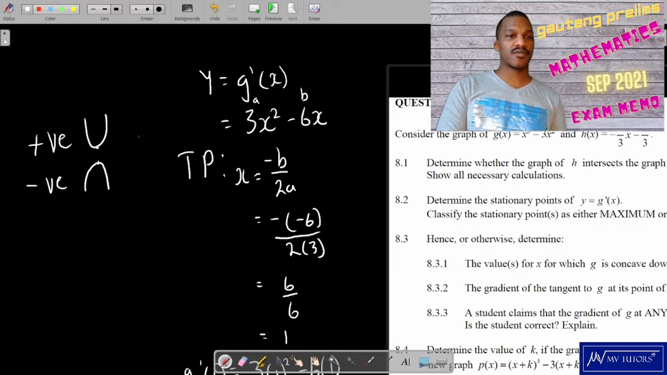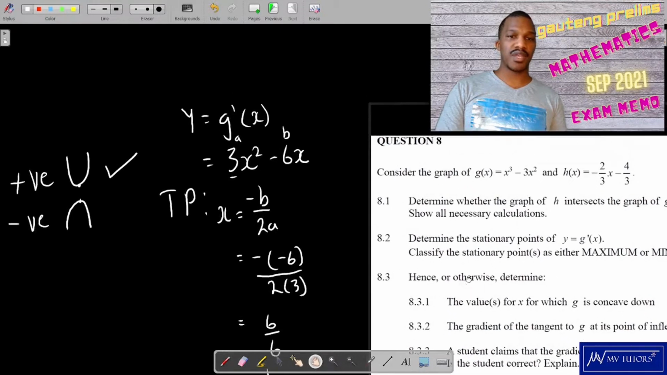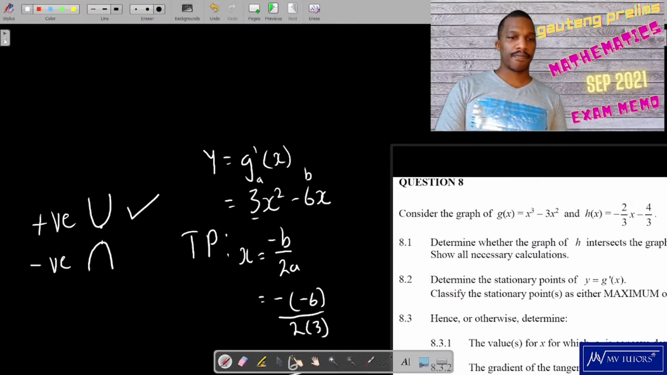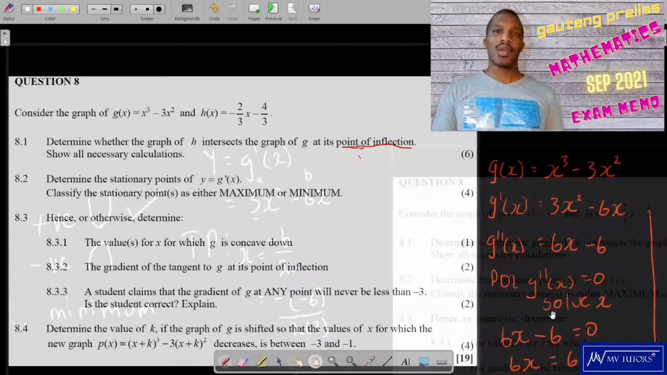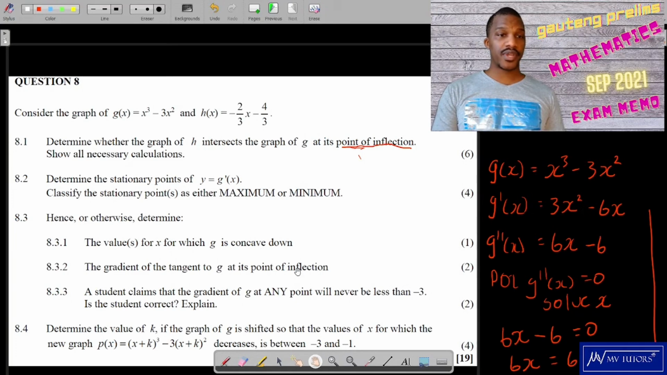In this case, we have a smiley face because it's a positive gradient of 3, positive 3. So it's a minimum. Therefore, minimum. That's it. Okay, let's do question 8.3 now.